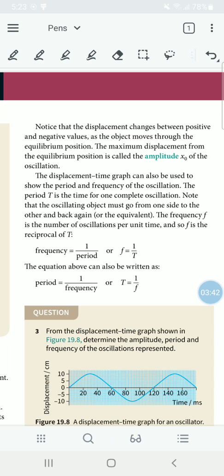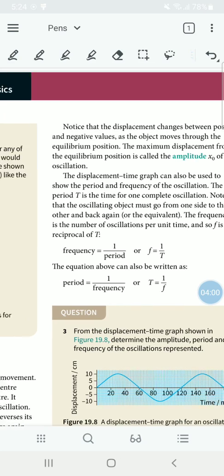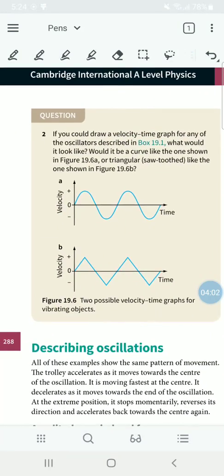The frequency equation: frequency equals 1 upon period, or we can write it as f equals 1 upon T. And from there we can take another equation, T equals 1 upon f. So these two equations you must remember and understand.